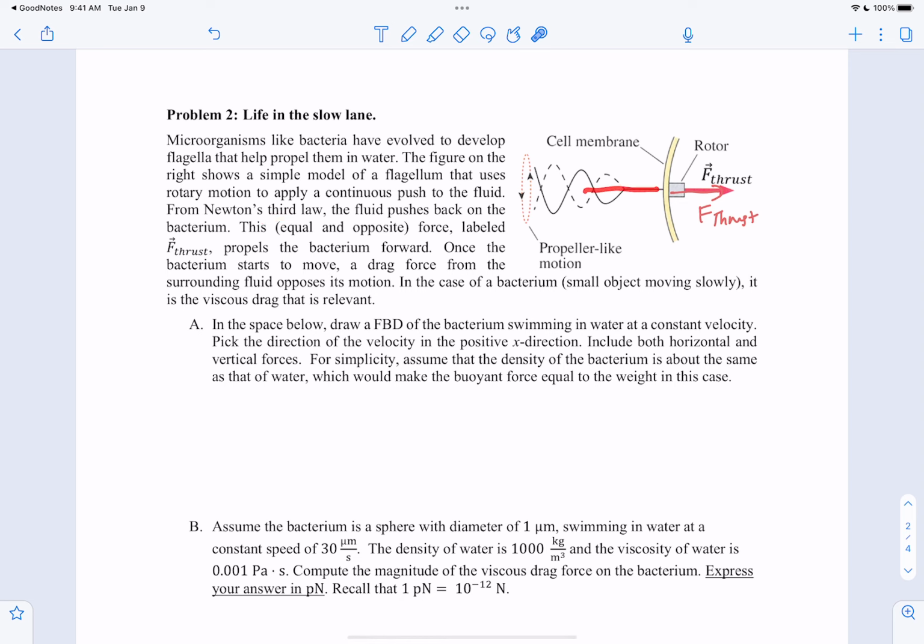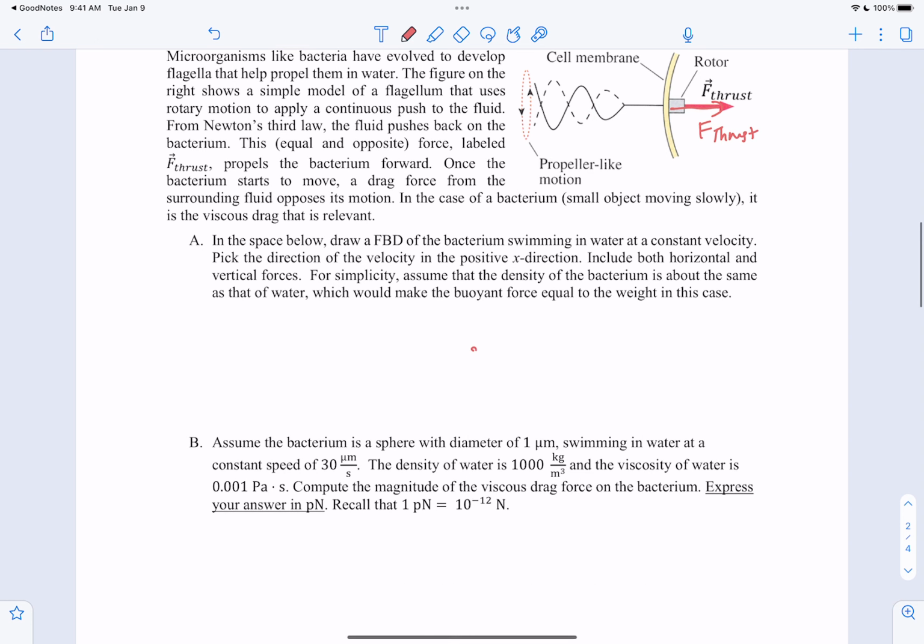So if we're pushing on the fluid this way, then the opposite but equal reaction would be the thrust force that we feel. Now, for part A, they're asking us to draw a free body diagram. We know that there are a couple of forces in play. We have that F push force, and then we have the thrust force.